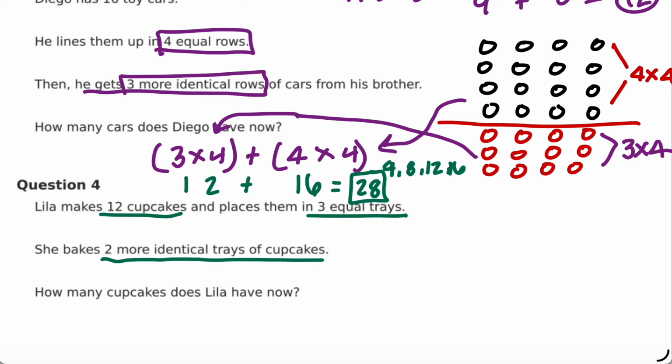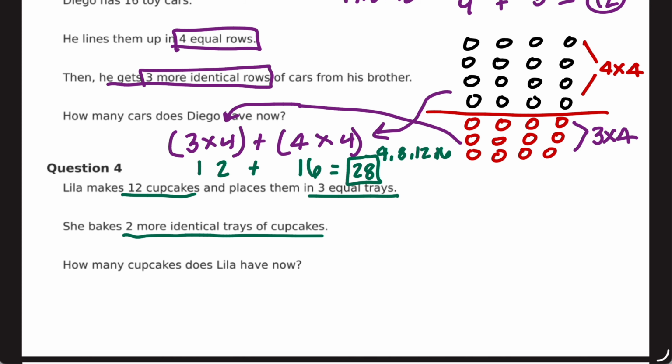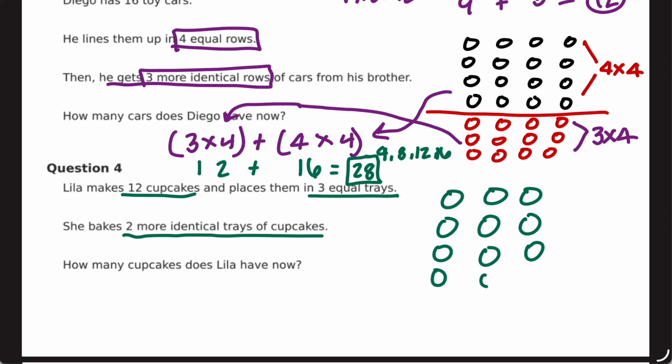So if we take a look at this, I know that I have 3 equal groups. Another word for trays is groups. Okay, and I'm trying to get to 12. So I'm going to go ahead and make those groups, but this time what I'm going to do is make it as rows. So 1, 2, 3, 4, 5, 6, 7, 8, 9, 10, 11, 12.